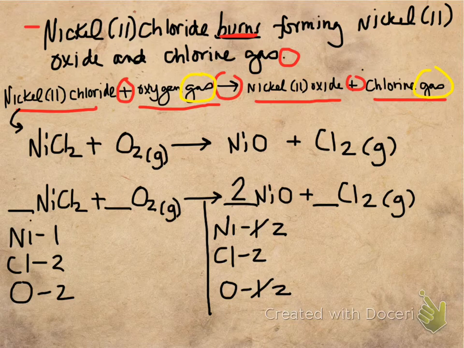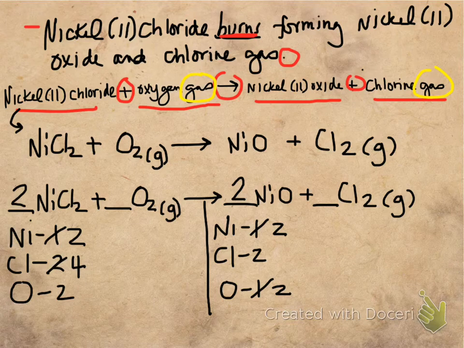Okay, how could I rebalance the nickel? Well, if I put a 2 in front of the nickel 2 chloride, I now have 2 nickels, but I now have 4 chlorine. Arrgh! This happens a lot. We'll go through some tips and tricks.